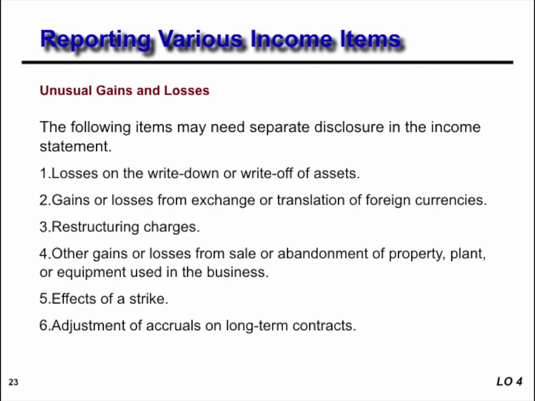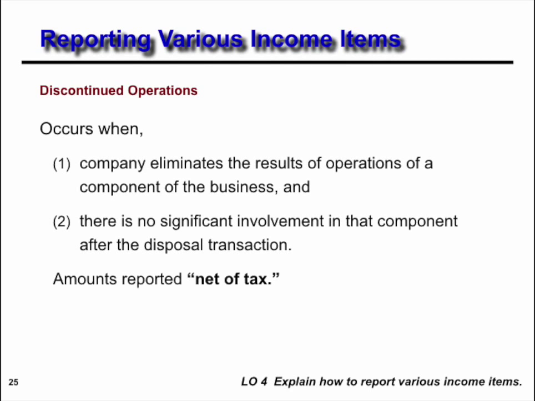Here are some examples of unusual gains and losses. The following items may need separate disclosure in the income statement: losses on the write-down or write-off of assets, gains or losses from the exchange or translation of foreign currencies, restructuring charges, other gains and losses from the sale or abandonment of property, plant, and equipment, effects of strikes, and adjustment of accruals on long-term contracts. Discontinued operations.